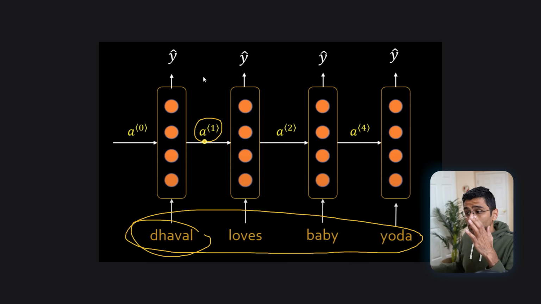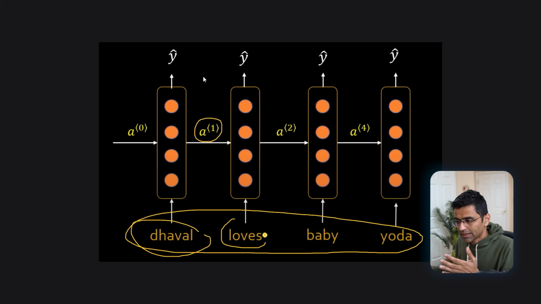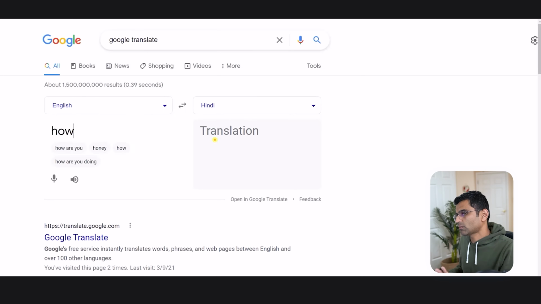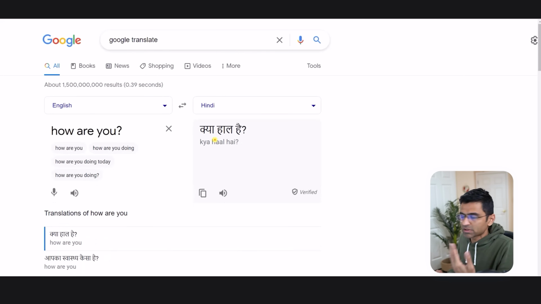This A1 is nothing but the translation of Dhaval in, let's say, Hindi. After that, you feed the second word and the translation of the previous word to the same network. So these are not four different networks, okay? This is just a time axis. It's the same network where you feed the translation of the previous word or previous sentence. So that created a kind of loop within the neural network, and it is called a recurrent neural network. This was used for solving problems like language translation.